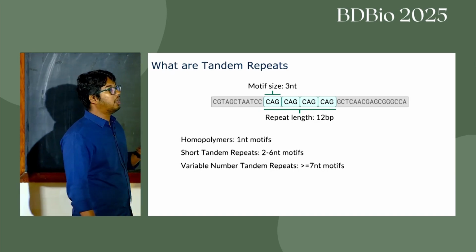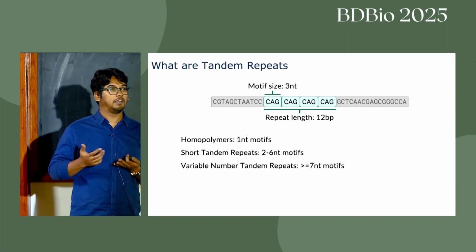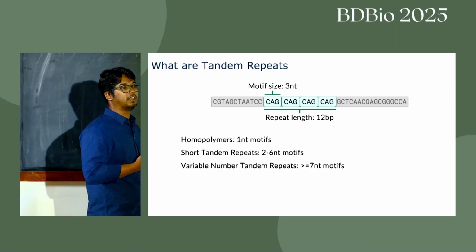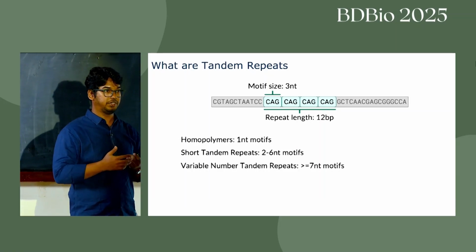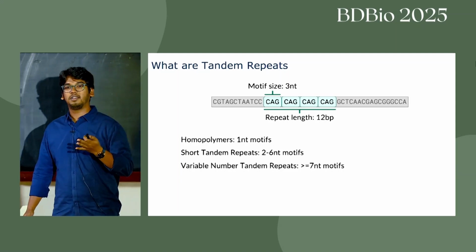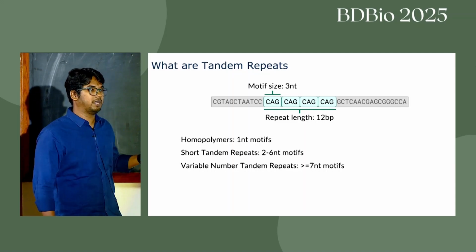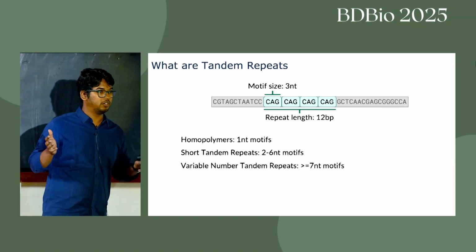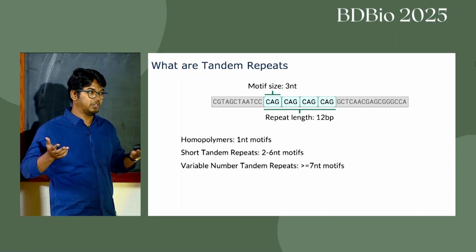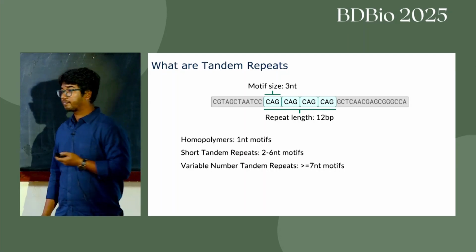So far, STRs were mostly focused on because that was what was easier to study. But the field is now looking at larger repetitions called variable number tandem repeats, which are usually defined as when the motif size is 7 nucleotides or larger. There is no upper limit. Some people put an upper limit at 100 nucleotides, but personally, I don't think we should stop at 100. If there is a 200 base pair repeat, it should still be considered a tandem repeat, right?